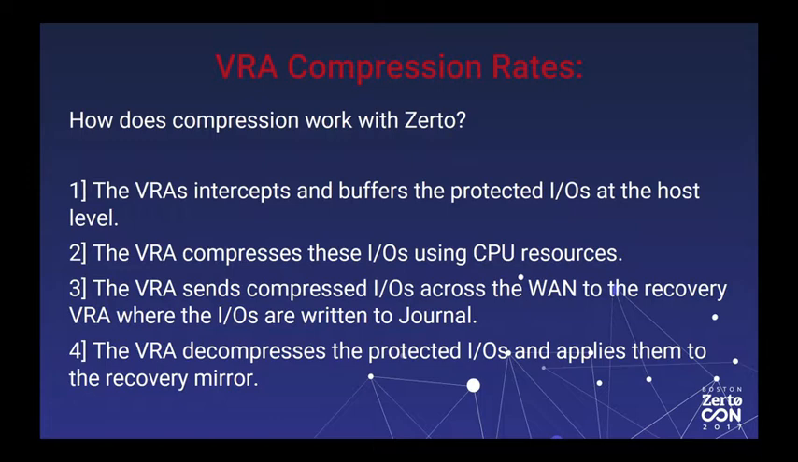Basically, the VRA intercepts and buffers the protected IO at the host level, at the ESX or Hyper-V host level. The VRA compresses these IOs using CPU resources. Compression is using CPU instead of memory, or more CPU than memory. And the VRA sends the compressed IOs across the WAN to the recovery site where the IOs are being written to journal and decompressed back into the recovery volumes.